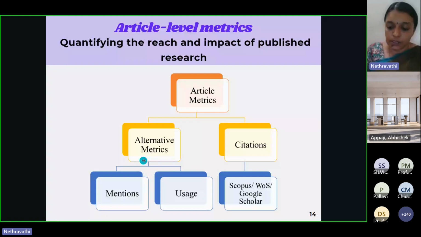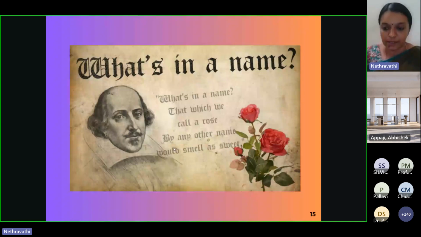As I told you, I'm not getting into the calculations or more detail. So let us go ahead to our main topic, that is researcher identity.